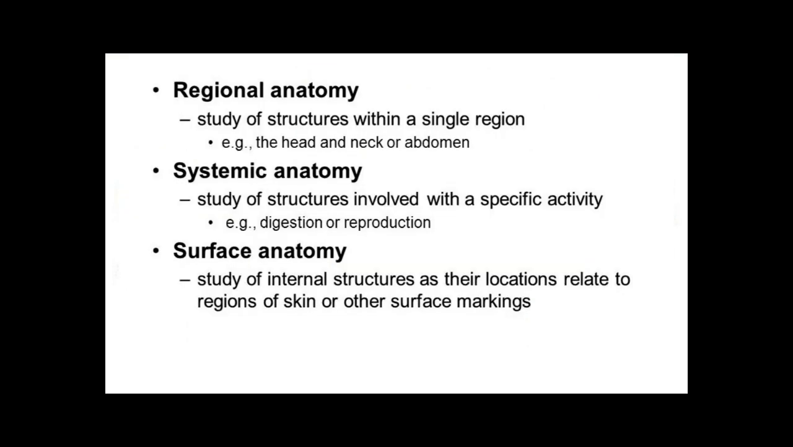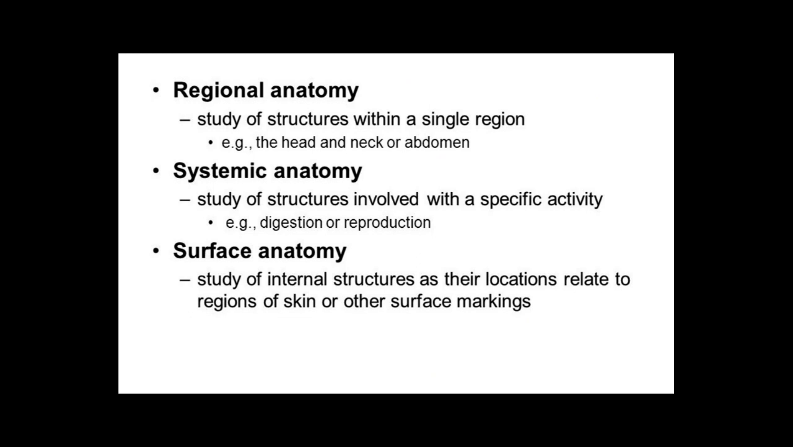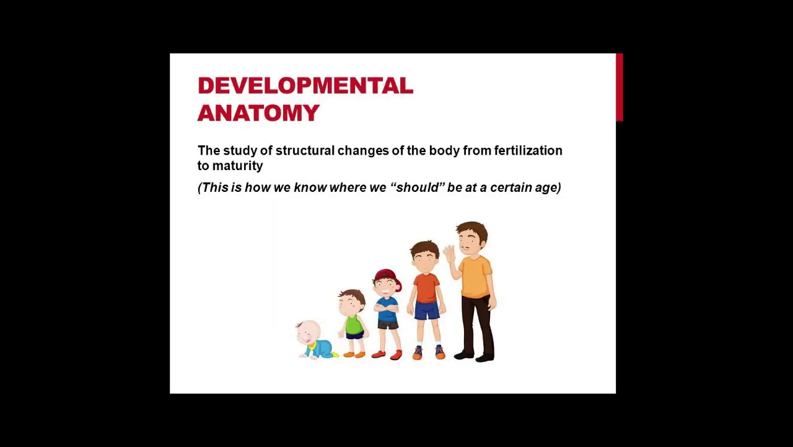The next is regional anatomy. So what is meant by regional anatomy? It deals with the study of a specific region of the human body. For example, the head region, then the chest and the abdomen region. The next is developmental anatomy. Developmental anatomy is the study of development from the fertilized egg to the adult.